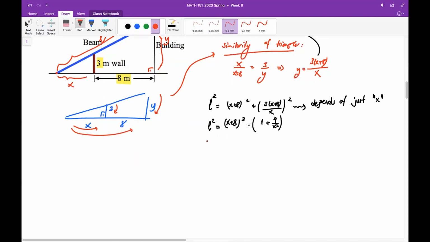Now let's take the x derivative of both sides. 2L L prime is whatever you have on the right hand side. This is the product function, and to take the derivative of it, you need to apply the product rule. So it goes like derivative of the first expression, 2 times x plus 8, times the second one, 9 over x squared, plus first expression stays the same times the derivative of the second expression, which is minus 18 divided by x cubed, right?